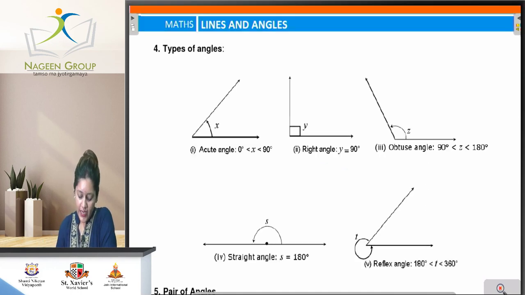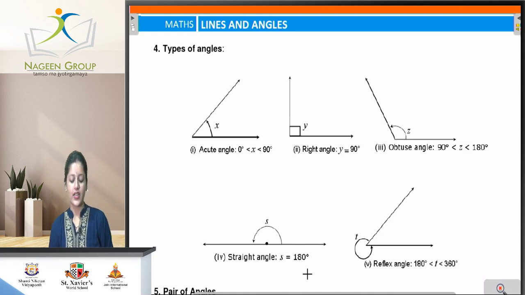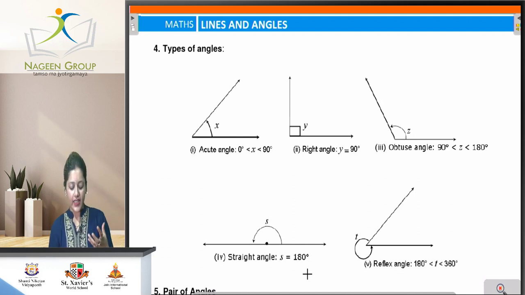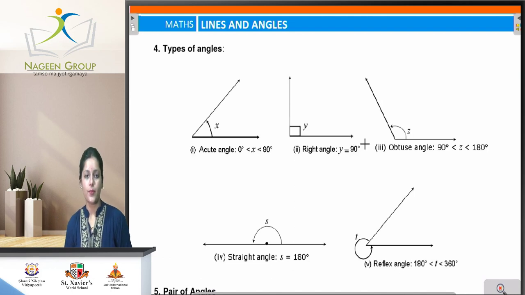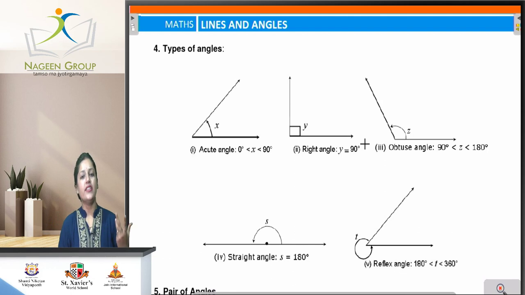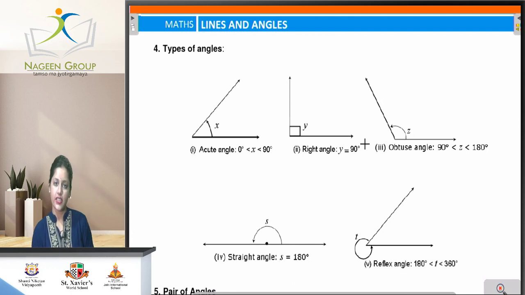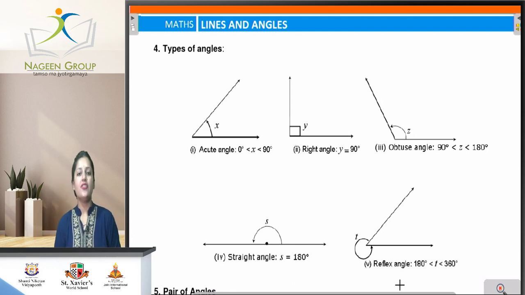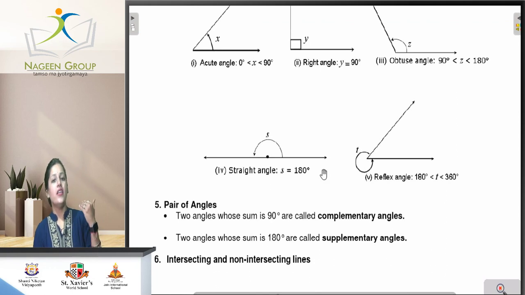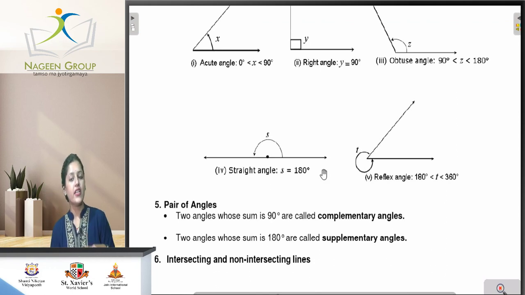Next one is types of angles. There are mainly 5 types of angles. First is the acute angle, meaning an angle less than 90 degrees but greater than 0 degrees. A right angle is an angle which is exactly 90 degrees, and an obtuse angle is greater than 90 degrees but less than 180 degrees. A straight angle is a complete 180 degree angle. A reflex angle is less than 360 degrees but greater than 180 degrees.